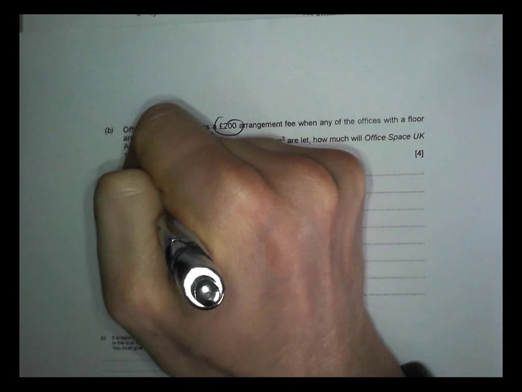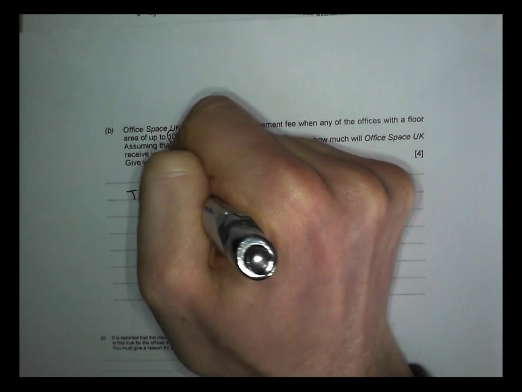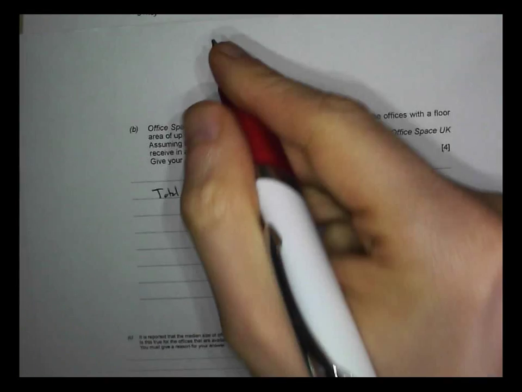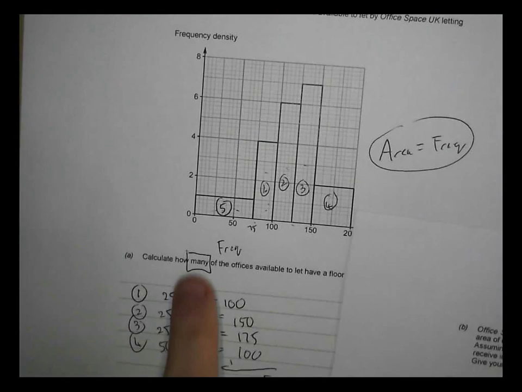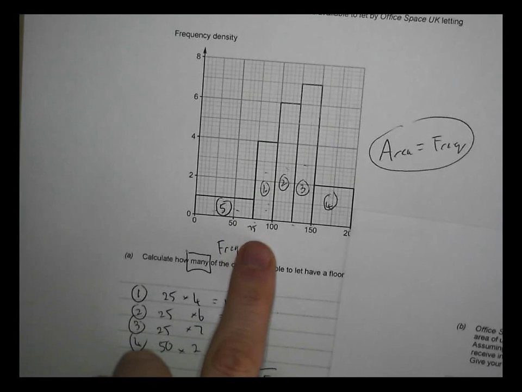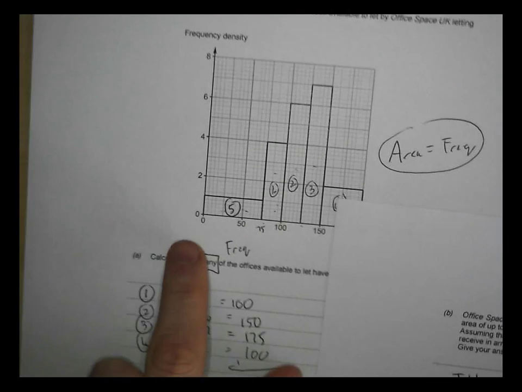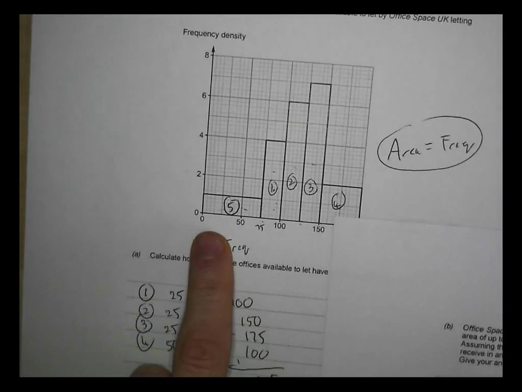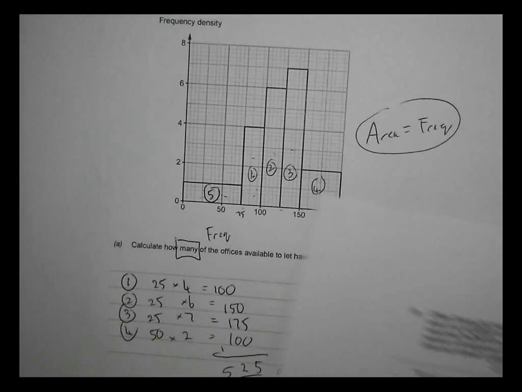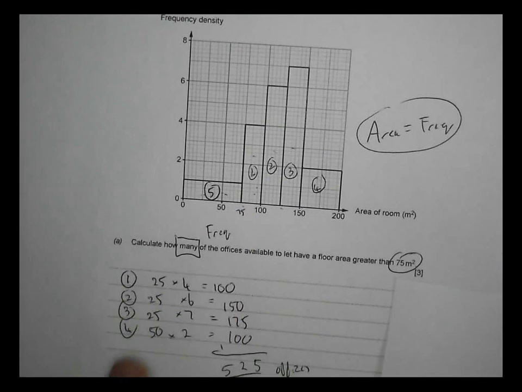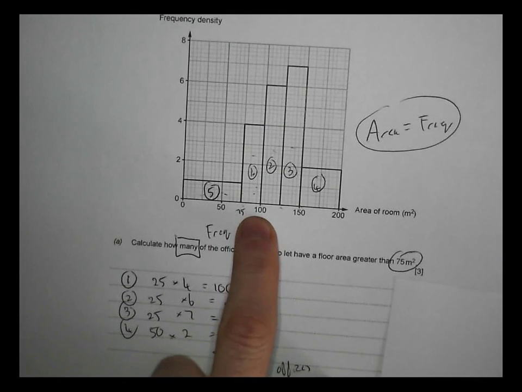We've got total offices equal bar 5, whatever that is, plus bar 1. They're all the ones that are between 0 and 75 and 75 and 100. So bar 5, we've never worked this out. That's got a base of 75 and a height of 1. So that's going to be 75 times 1. And then bar number 1, we worked that out before, didn't we? That had a base of 25, height of 4. That was 100 offices.